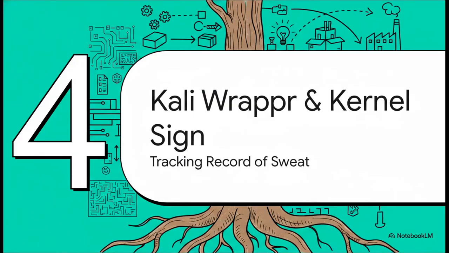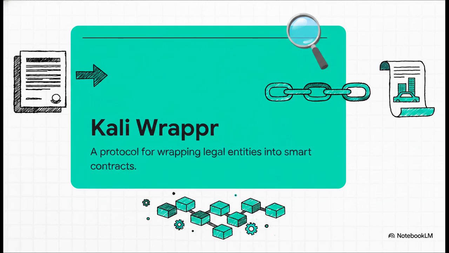Okay, on to Section 4, Kali wrapper and kernel sign, tracking the record of sweat. With our root securely anchored by that LIFO structure, let's travel up the trunk. Before any off-chain physical action can reliably happen, it's got to be legally and structurally defined. Now, the sources explicitly correct a common hallucination here. It is not keys wrapper. Actually, scratch that. It is Kali wrapper, K-A-L-I.